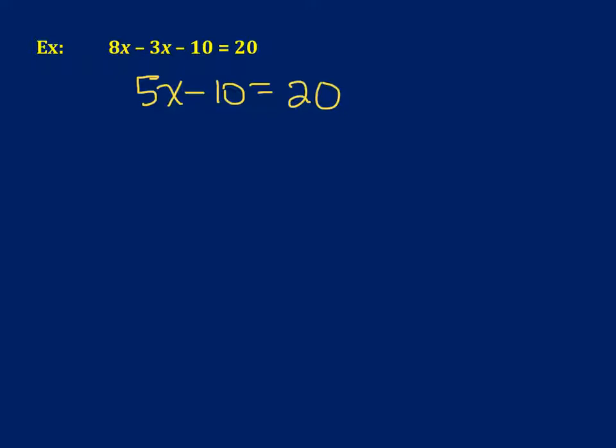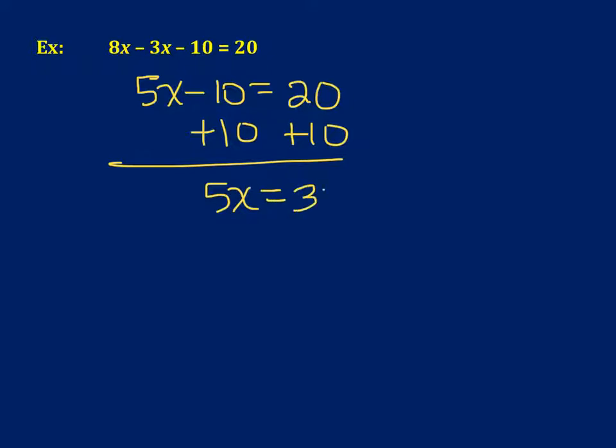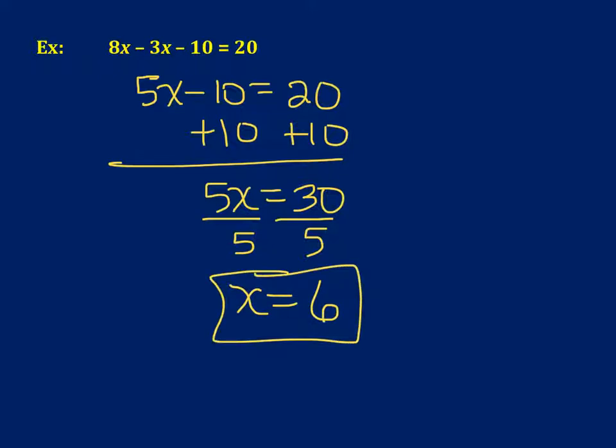Now I can isolate x using reverse PEMDAS. So you're going to add 10, which gets you 5x equals 30. Divide by 5, x equals 6. If you wanted to check it, I would go back to the original. So here, 8 times 6 would be 48, minus 3 times 6 would be 18, minus 10. 48 minus 18 is 30, 30 minus 10 is 20. 6 is the right answer.